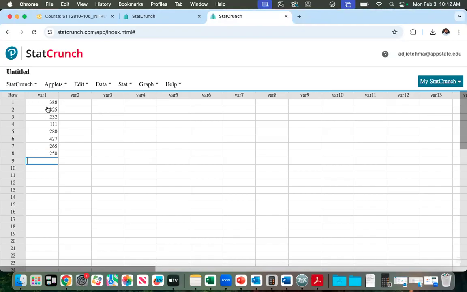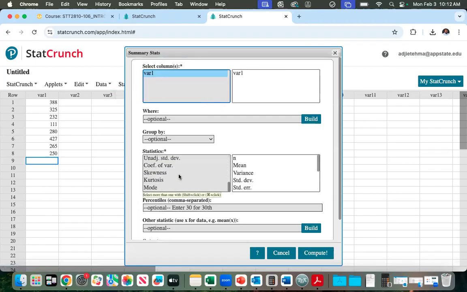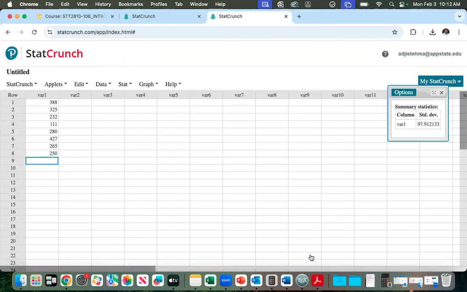So when you do that, I've been able to enter these numbers here. And then I just want the standard deviation. So to get the standard deviation, we go to stat, summary stats, columns, V1. I just want the standard deviation. So I look through and then I have the standard deviation here. I click compute, which is 97.91. So that is C. Does that make sense? Okay, let's proceed.